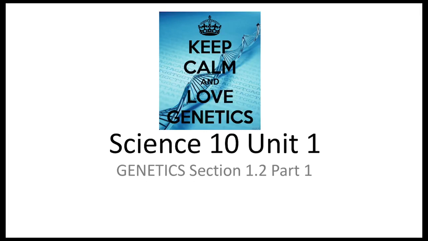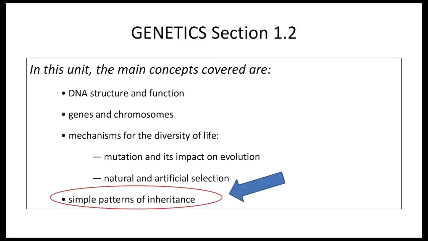Okay, so this is your Science 10 Genetics Unit 1, Genetics, Section 1.2. So we're now done with 1.1, which was on protein synthesis and DNA, and we are moving on to Section 1.2. So this is the first part to that. Just as a refresher, this is kind of the overview of the unit. We are focusing on simple patterns of inheritance.